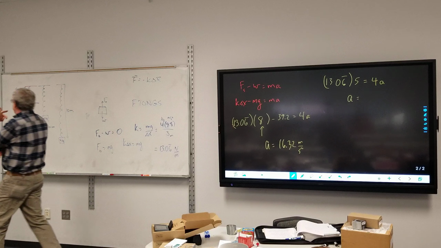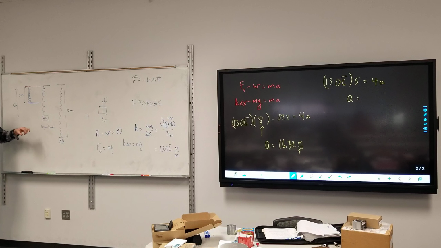If we did change masses, we would have to know where the equilibrium is. If this became 8, we would have to know how far this stretches with 8 on it. Because we need to know how far it stretches from where equilibrium is with the 8 kilogram.